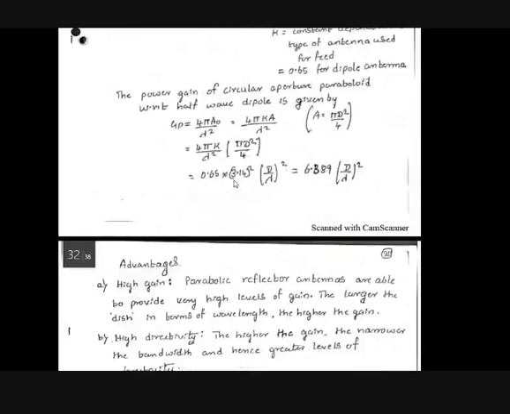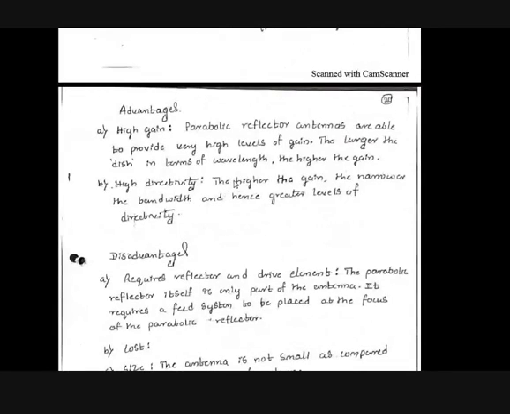Now what are the advantages? The advantage is high gain. Parabolic reflector antennas are able to provide very high gain. The larger the dish in terms of wavelength, the higher the gain. I think yesterday I told you about dish antennas: the larger the surface area, the higher the gain, and the directivity will be high.